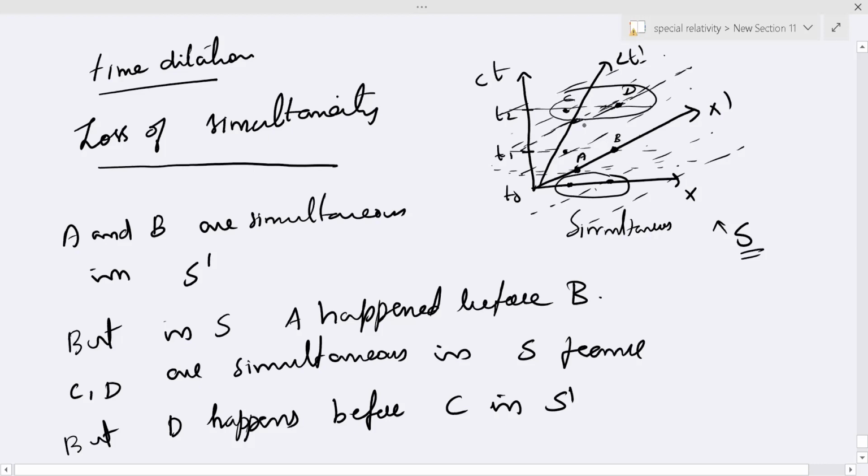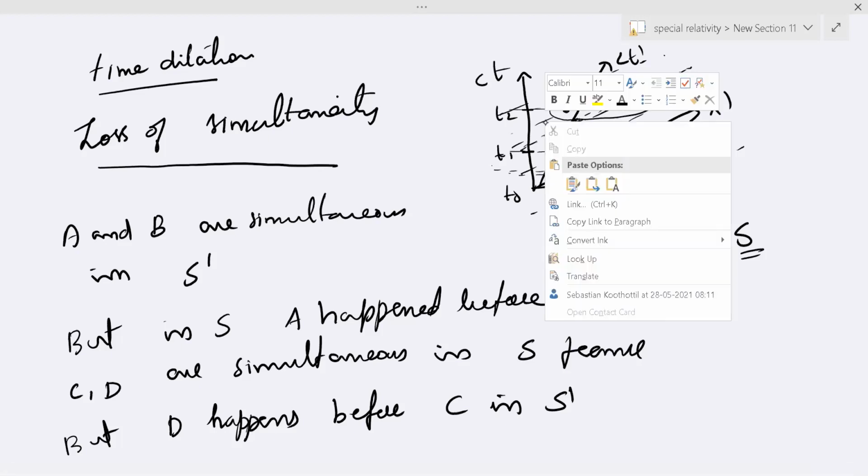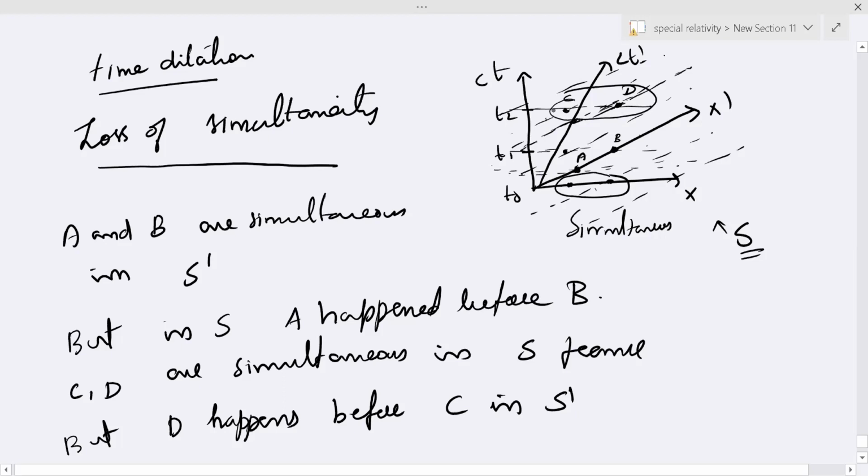These events are space-like separated, which means that the time order need not be preserved. One observer will say that they are simultaneous, another will say that C happened before D, and another will say that D happened before C. Okay, is this clear? Yes, sir. This is a very interesting way to look at this.